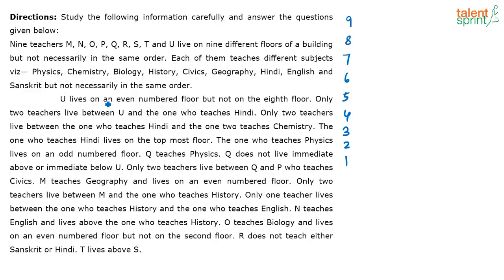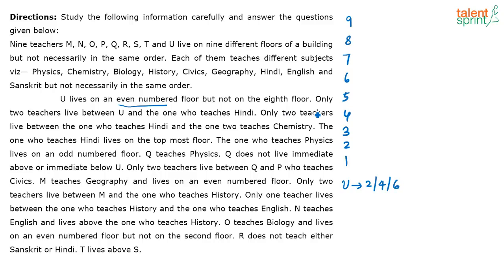Now it is given that you is living on an even numbered floor and not on the 8th floor. So what does that mean? Where can you come? You can either be in floor number 2 or 4 or 6, because you is living on an even numbered floor and it cannot be on the 8th floor. So the only other possibility is you can either be in floor 2 or 4 or 6.